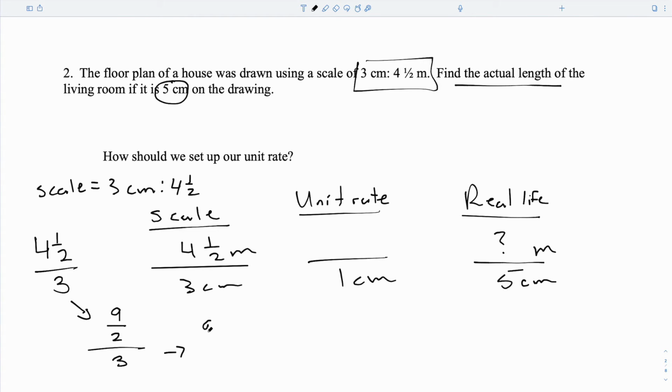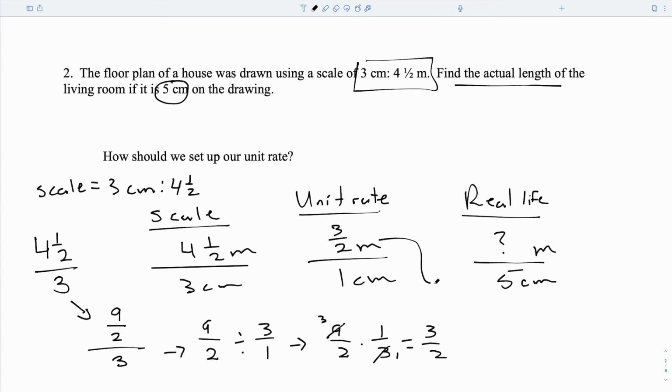You guys have gotten really good at dividing this, and this is a skill that scares a lot of 7th graders. Keep, flip, and change. 9 over 2 times 1 over 3. We're going to cross cancel, and you get 3 over 2 meters per centimeter. So if I want to know how many meters are in 5 centimeters, I can multiply 3 over 2 times 5.